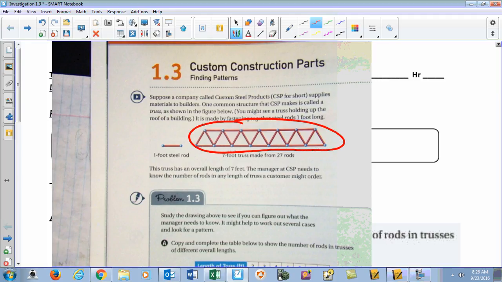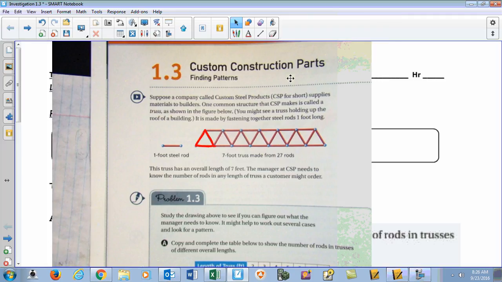It says the manager at CSP needs to know the number of rods in any length of a truss a customer might order. So maybe he wants to order a 54-footer or a 40-footer, and we have to be able to come up with an equation that they can use to say, okay, this is the number of rods we need. So take a look at how this truss is made. All right. So the very first part of it is right here, right? How many rods assemble that first part of the truss?